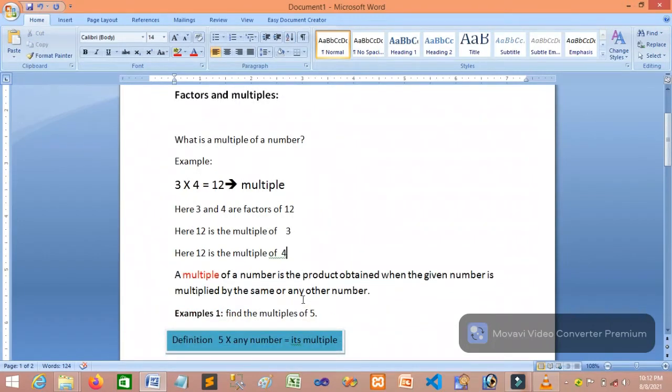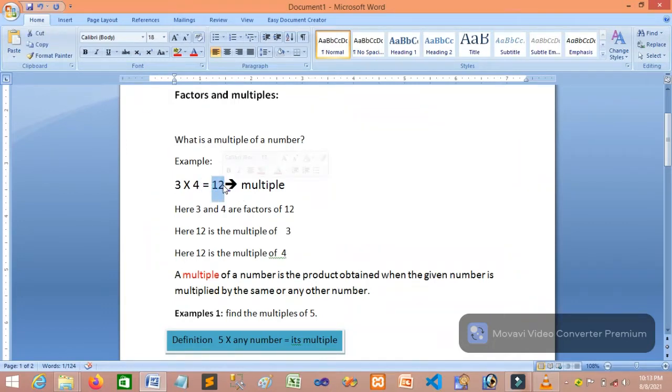So what is the definition of a multiple? A multiple of a number, for example 12, is the product obtained. When we multiply 3 by 4 we get 12, so 12 is the multiple. 3 and 4 have a different name: they are the factors. But when we multiply these two numbers, we get a product. That product we call the multiple.